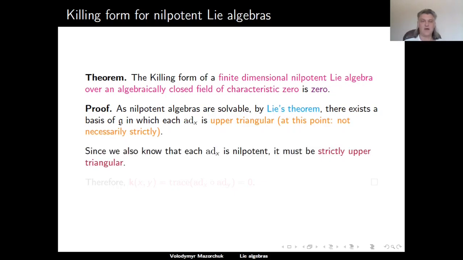On the other hand, we also know that the adjoint operator for any element of a nilpotent Lie algebra is nilpotent. So an upper triangular matrix is nilpotent if and only if it is strictly upper triangular. This means that each adjoint operator ad x for our Lie algebra is represented in our basis by a strictly upper triangular matrix. Now, the product of two strictly upper triangular matrices is a strictly upper triangular matrix, and the trace of a strictly upper triangular matrix is 0. Therefore, the value of the Killing form at any pair of elements of our Lie algebra is 0.